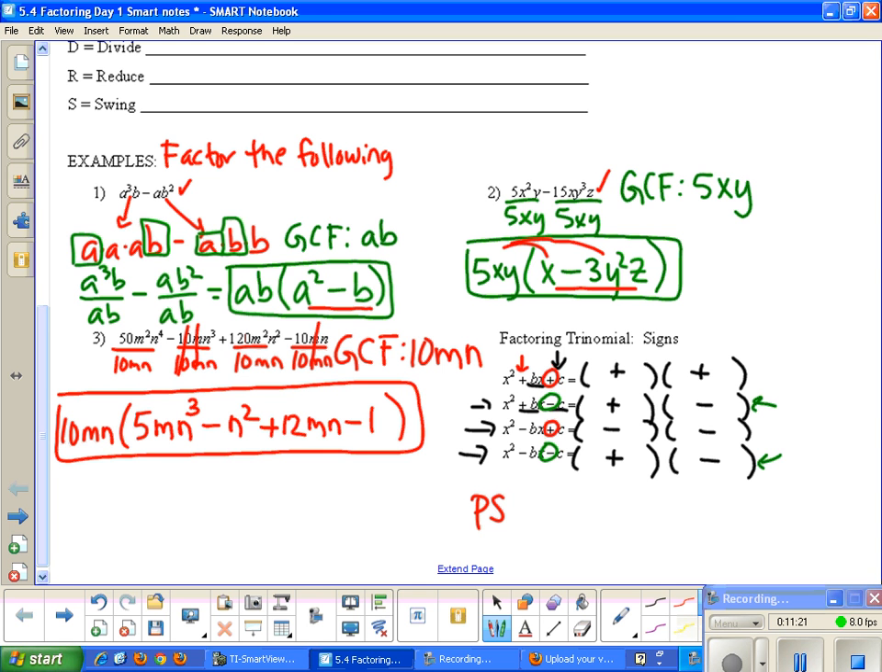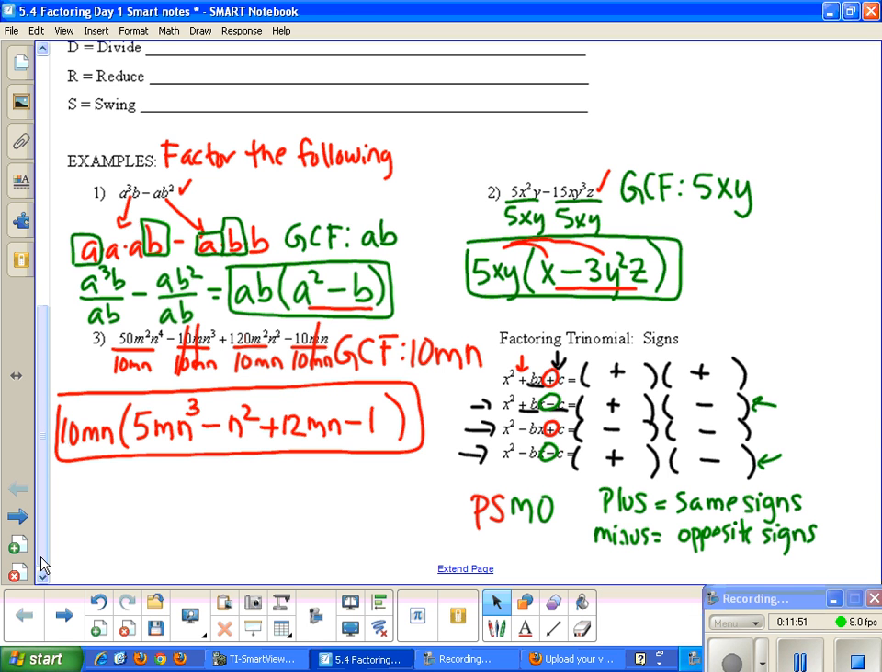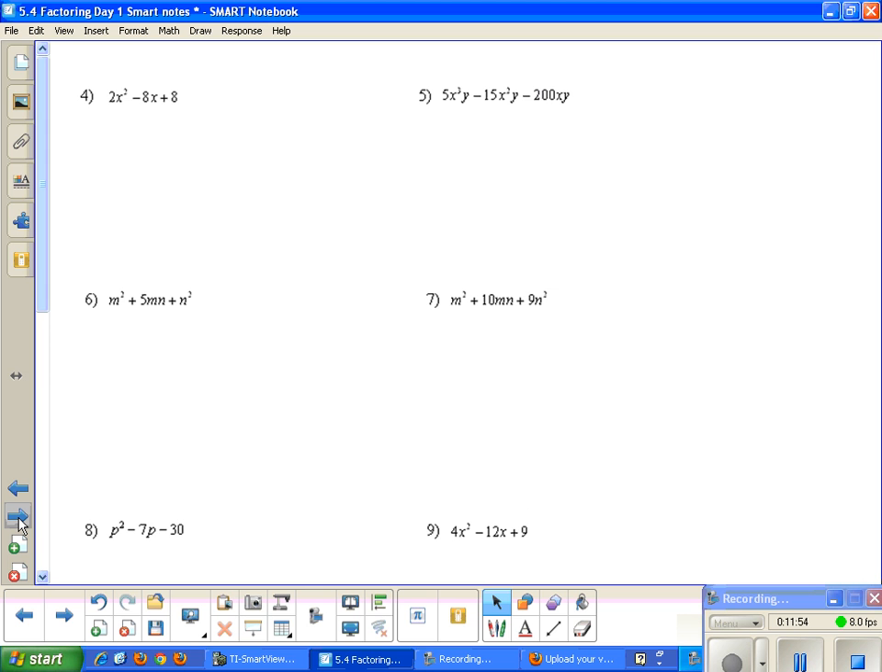So minus means opposite, so PSMO. Plus means that we're going to have the same signs if it's the third term, and minus means you're going to have opposite. So that's going to come in handy when we're doing some of our factoring. So let's go to the next page.